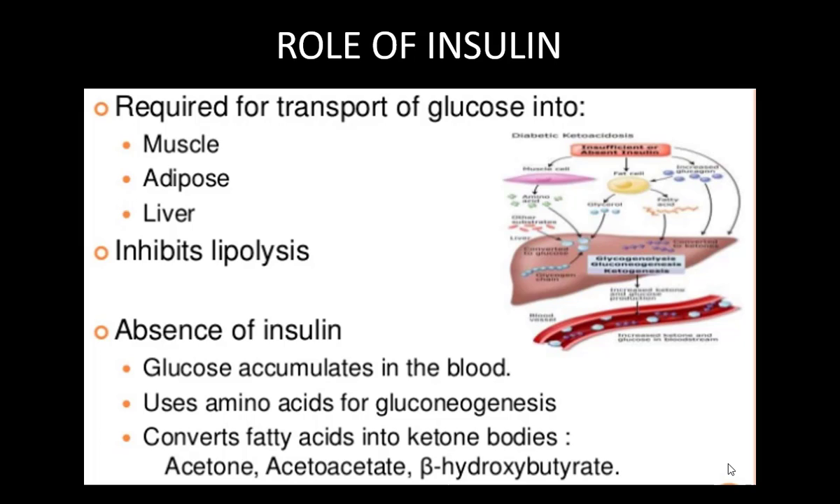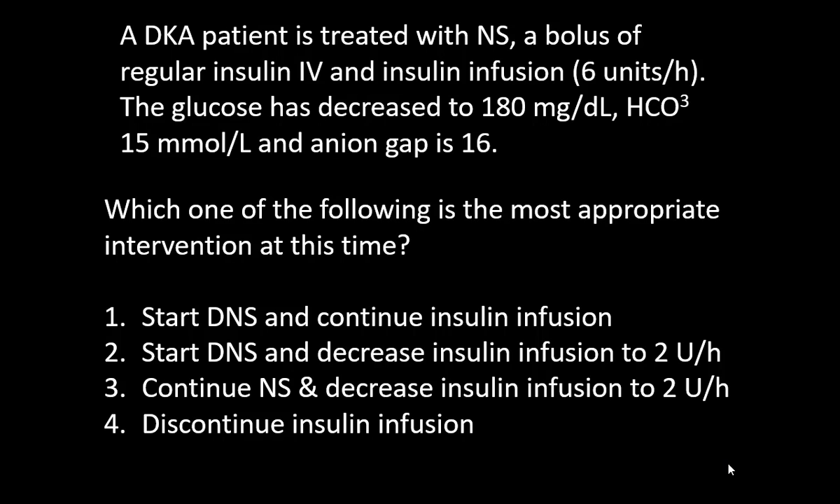If there is absence of insulin, the glucose will accumulate in the blood. It would use other sources for energy, so it would start using amino acids for gluconeogenesis, and it would convert the free fatty acids into ketones: acetone, acetoacetate and beta hydroxybutyrate, that is what we test, right? So absence of insulin will give rise to ketoacidosis.